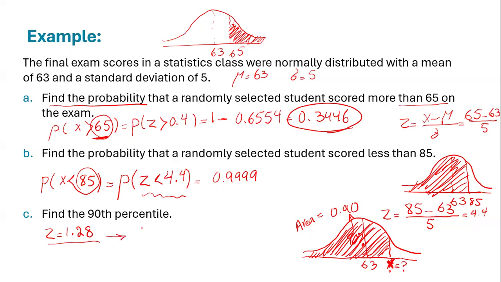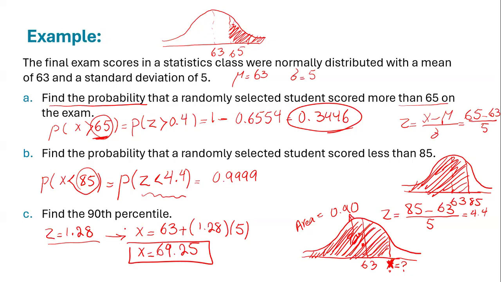Now I need to convert this one to x. And x is equal to mean plus z times sigma, which gives the answer 69.25. So if they ask you what's the 90th percentile, you say 69.25. For the 90th percentile, we find the x value that 90% of data are on the left side of. That means 90% is your area.